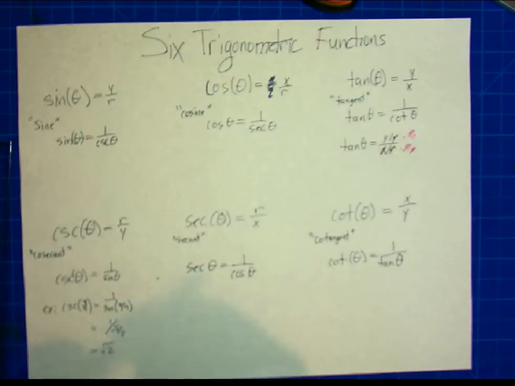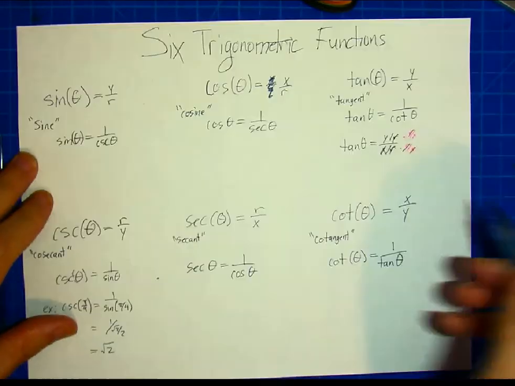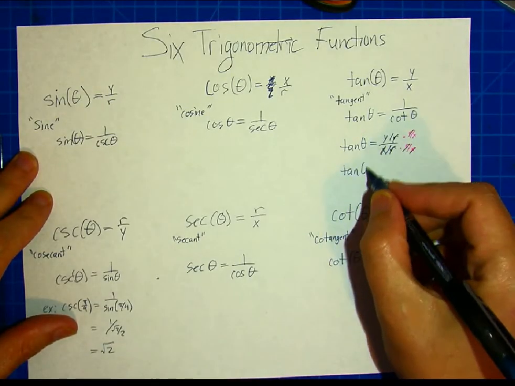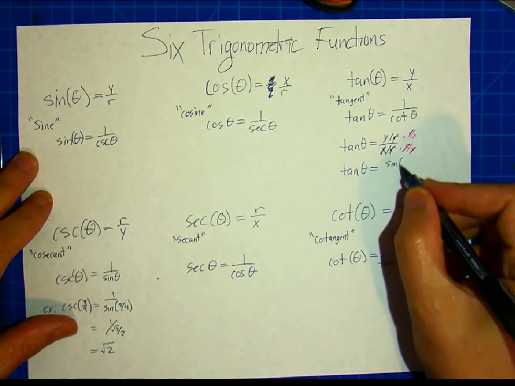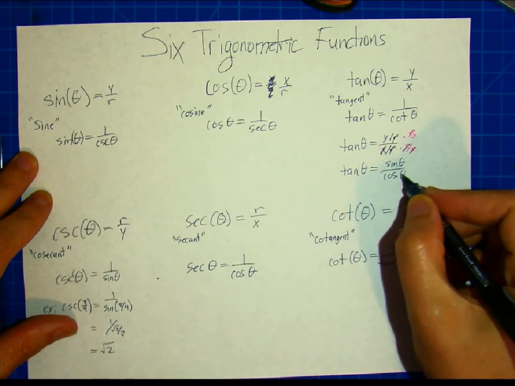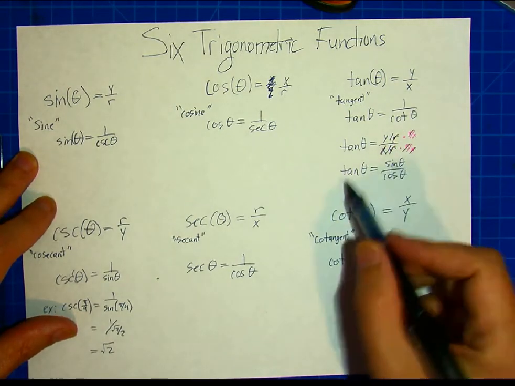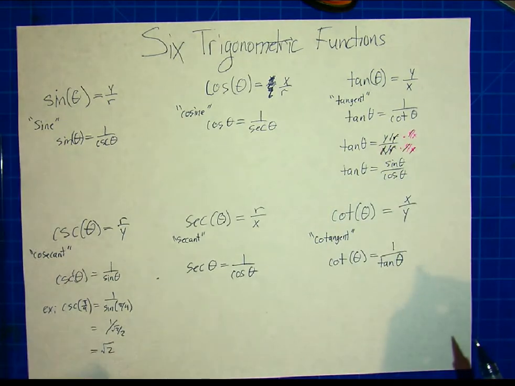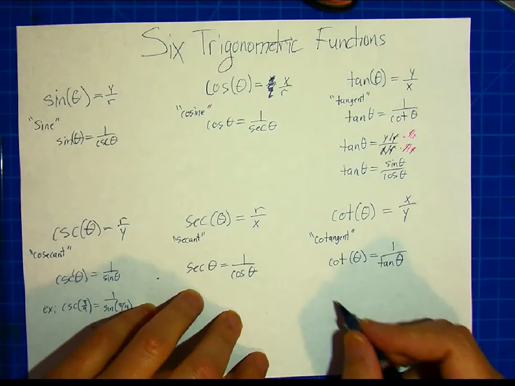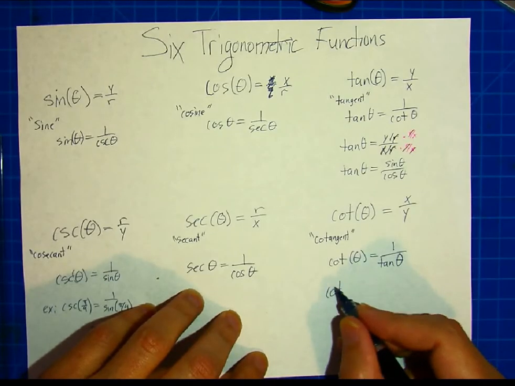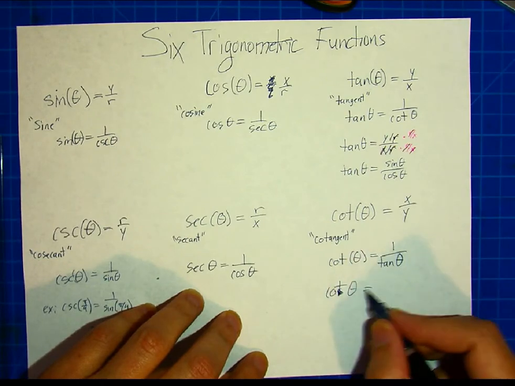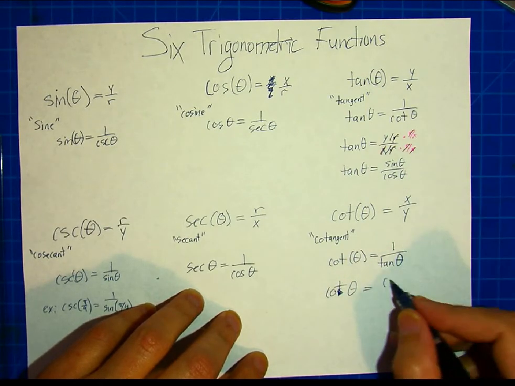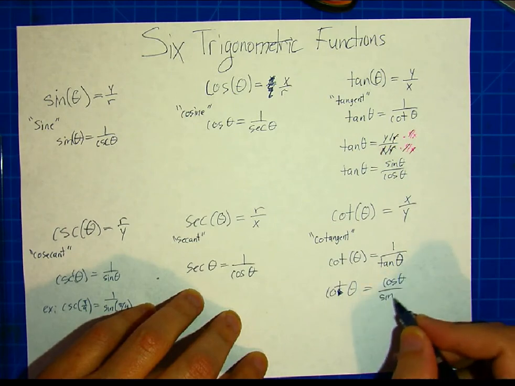But we started off with it equaling sine over cosine, so we know that tangent of theta equals the sine of theta over the cosine of theta. That's a fact you're going to get a lot of use out of in this class. Similarly, since these are reciprocals of each other, the cotangent of theta, just do the reciprocal of this, is cosine of theta over sine of theta.